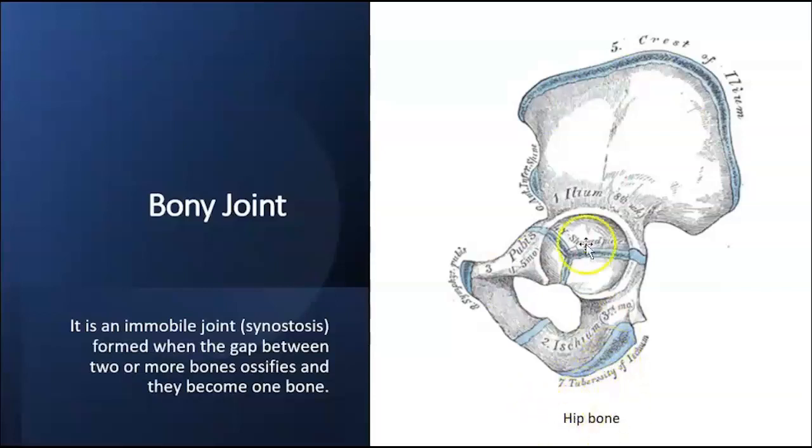This is the ilium, ischium, and pubis. So then when we are developing inside mouse uterus, we have these three bones. Eventually these three bones fuse and you get only one bone.